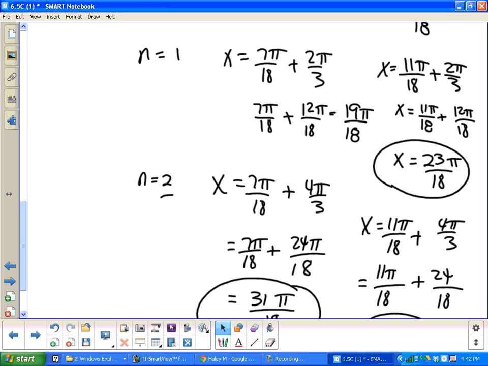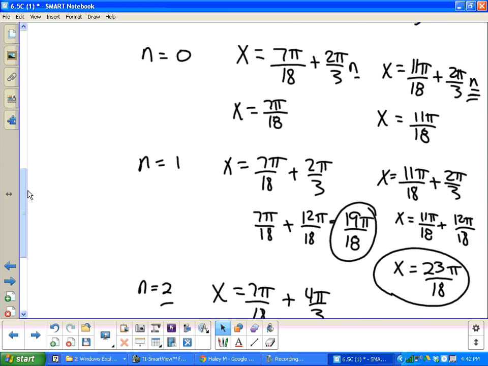All right, let's see what else. 19 pi over 18. And we had n equals 0. So it's 6 solutions on this one.